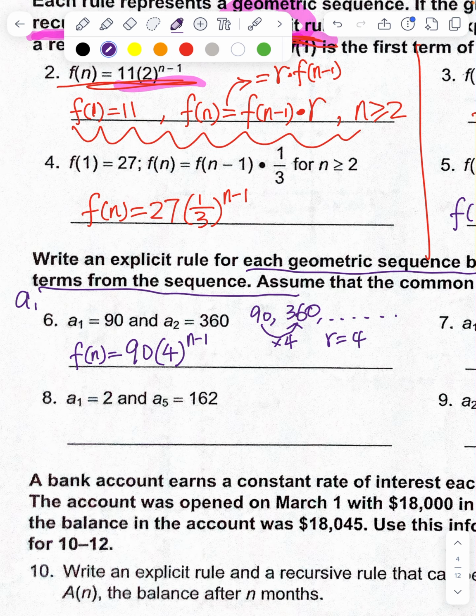So that's it. All you need is to figure out the first term, which is given, right? You figure out that the common ratio is 4. It's a multiplier. The multiplier is 4. So that's it. Put them together in this form.